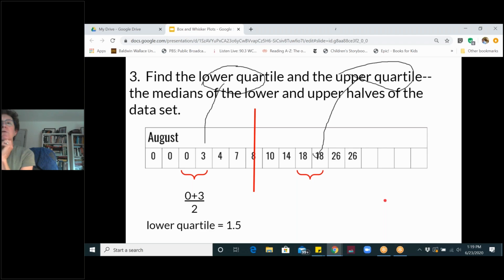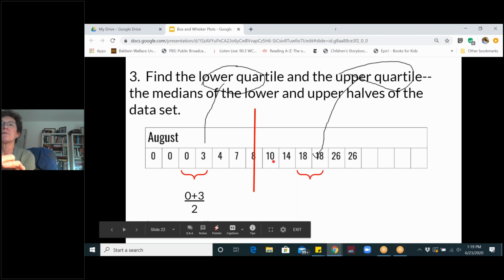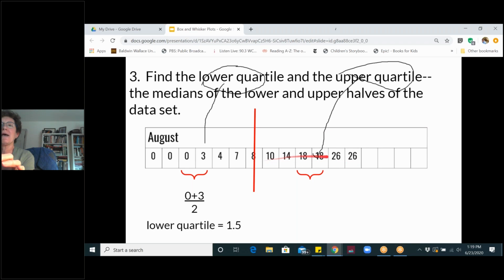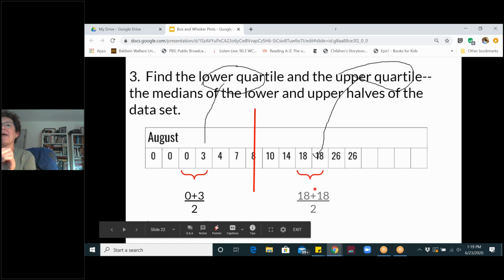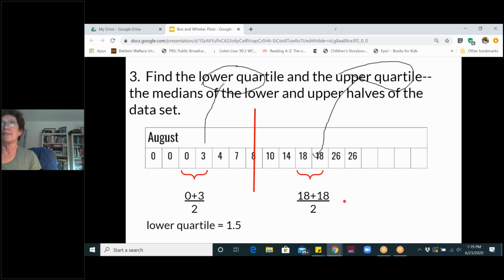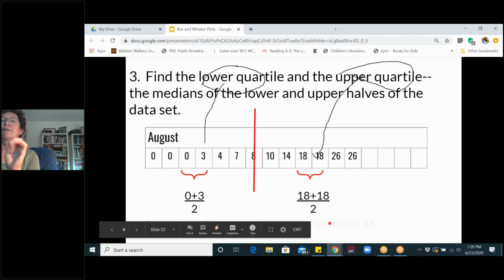Okay? So hang on to this for a minute, and I'm going to show you what that looks like on the box and whisker plot. So then the upper quartile has the same thing, 1, 2, 3, 4, 5, 6 numbers, and no number right here where we need it in the middle. But look at this. These two are both 18. We can still add them together, 18 plus 18, divide by 2, but really, what's between 18 and 18? It's 18. So the upper quartile is 18.